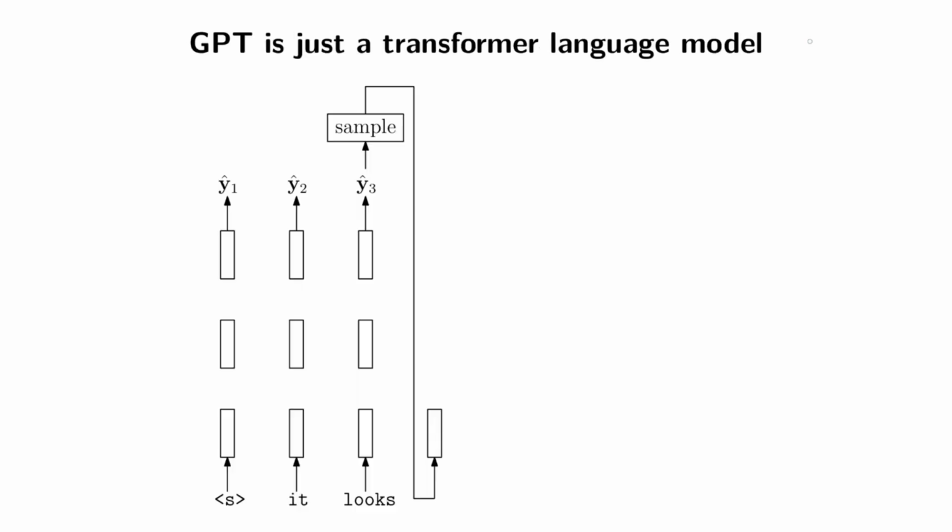GPT is just a transformer language model. So a language model is basically a model that tells us the probability of some word occurring given previous things that happened, previous words that occurred. That's a language model. A transformer, go and watch my transformer videos. They're a type of neural network that works with attention. And GPT is just predicting one word at a time, one after the other.